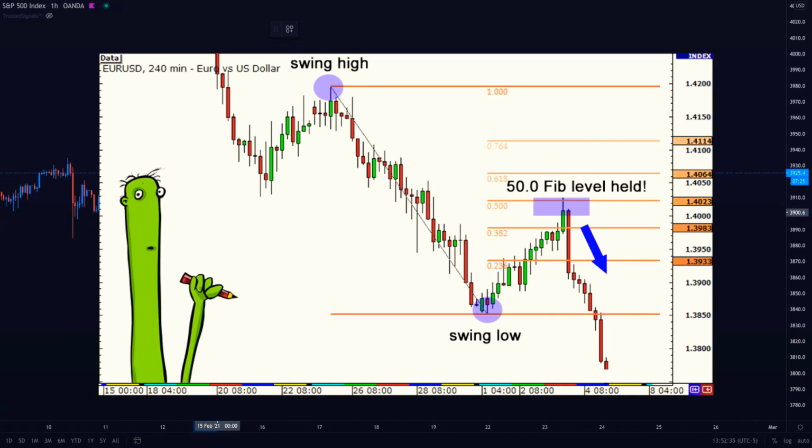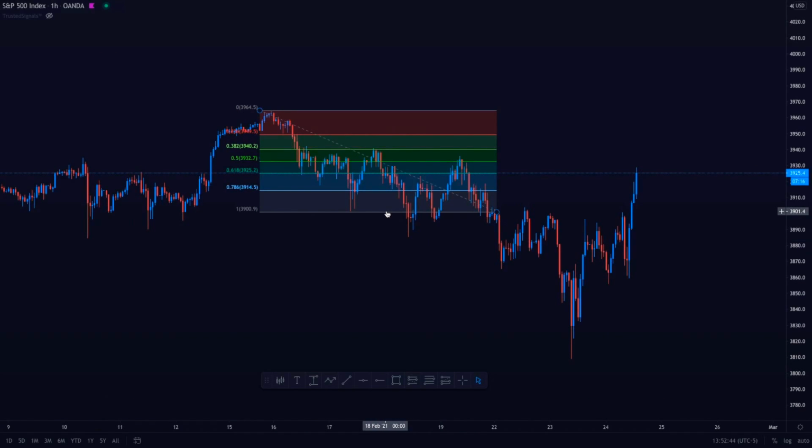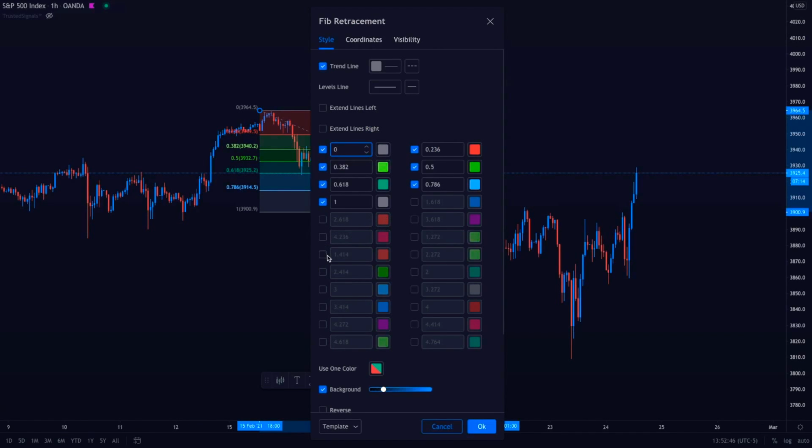Again, since so many Forex traders are watching these levels and placing buy and sell orders to take profits, these levels can often become the end of the trend move due to self-fulfilling expectations.